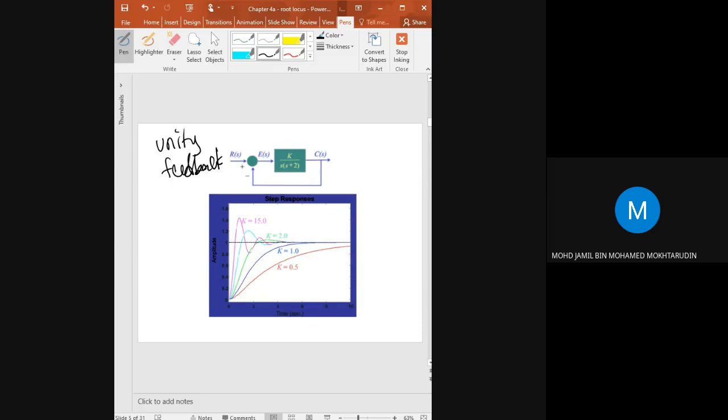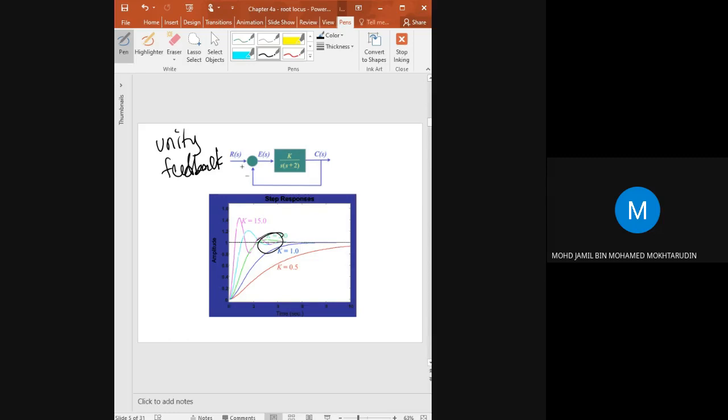When we vary this K value, if you look at the graph, for example, if you take K equals 0.5, then the system will reach steady state, but it will take quite a long time. When we increase K, let's say K equals 2.0, it reaches steady state quite early, but there's an overshoot in the middle. Overshoot means that the system is stable, but it will cause a bit of vibration on the system, which is not good, okay?